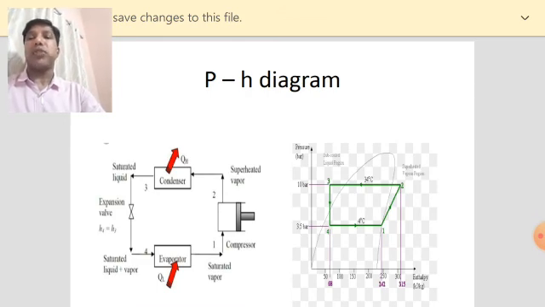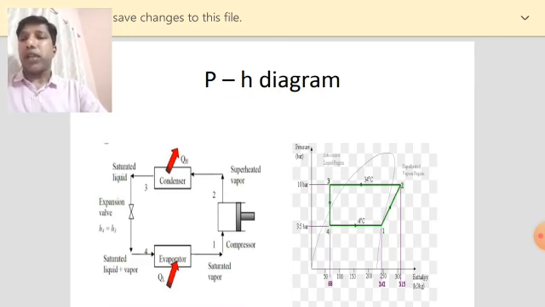During the cycle, what happens is, when refrigerant circulates through the entire cycle, it absorbs its latent heat from the space to be cooled and rejects that heat to the outside atmosphere. That is, when it passes through the evaporator coil, it absorbs its latent heat, and when it passes through the condenser coil, it rejects that heat to the outside atmosphere.